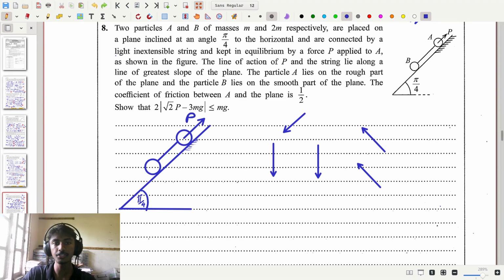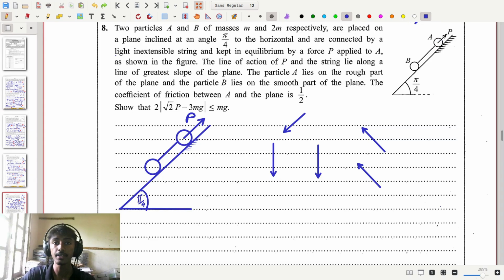Now after that, the question says the particle A lies on the rough part of the plane and the particle B lies on the smooth part of the plane. Now the reason they say this is so that we know that in between A and the plane there's going to be a friction, but in between B and the plane there is no friction. Now after that, the question says the coefficient of friction between A and the plane is equal to half. So this means if you have a normal direction, let's say R here, and a frictional force F here, the maximum value of F is equal to 1/2 times R, where mu is equal to 1/2, and therefore we get F equals mu R, becoming F equals 1/2 R.